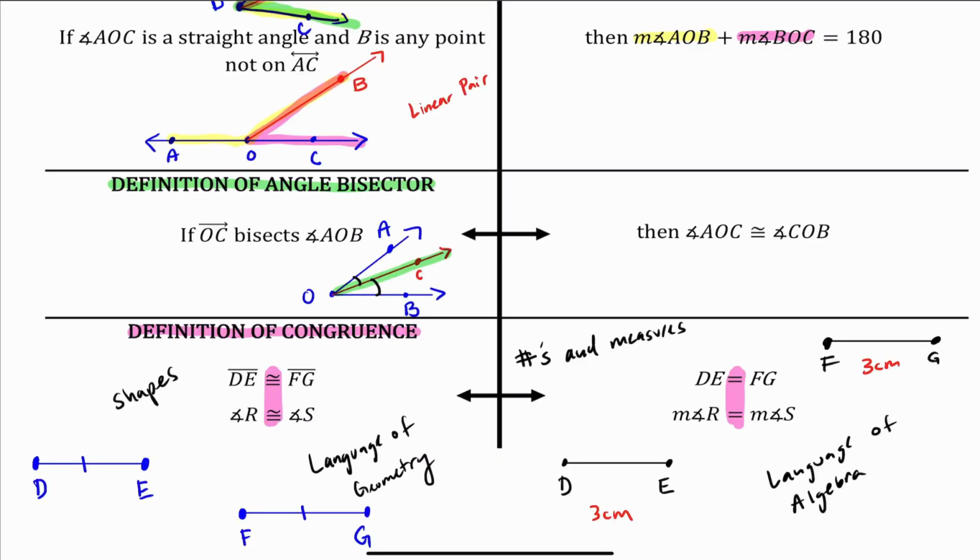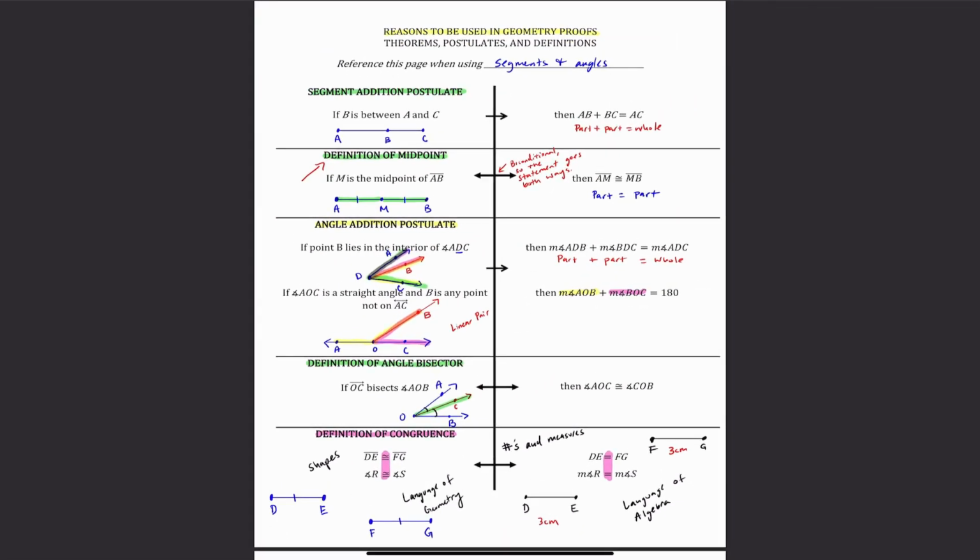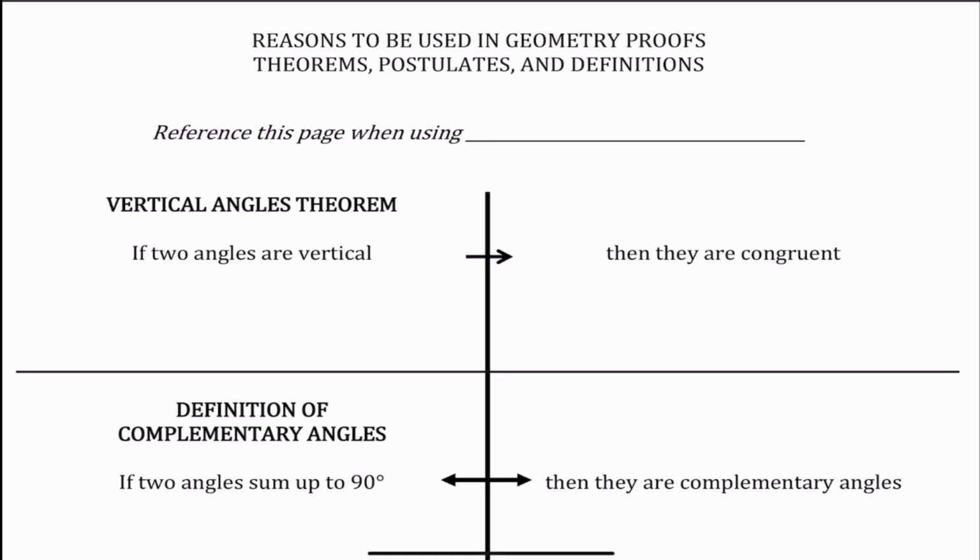So you're probably wondering why we're doing these pink sheets. Again, the reason why we're doing these pink sheets is because we're trying to get you ready for 2-column proofs. You are going to be justifying with a lot of these reasons. We're going to be using theorems, postulates, definitions in order to prove a statement. Let's move on to the next page here. Reference this page when using special pairs of angles.